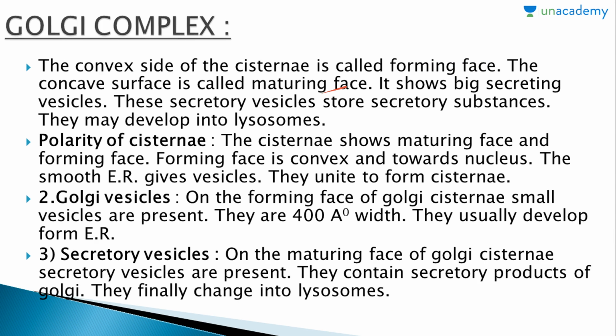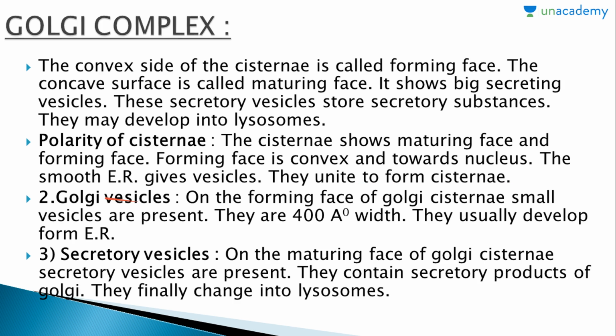The concave surface is called the maturing face. It shows big secretory vesicles. These secretory vesicles store secretory substances. They may develop into lysosomes. I've already told you in the previous lesson that lysosomes are formed from the Golgi complex. Next we have the polarity of cisternae. The cisternae show a maturing face and a forming face. The forming face is convex and towards the nucleus. The smooth ER gives off vesicles. They unite to form the cisternae.